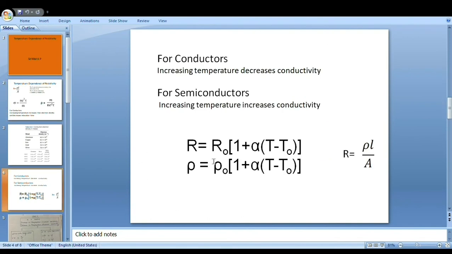Now we have this expression here. So R equals R naught times 1 plus alpha times T minus T naught.